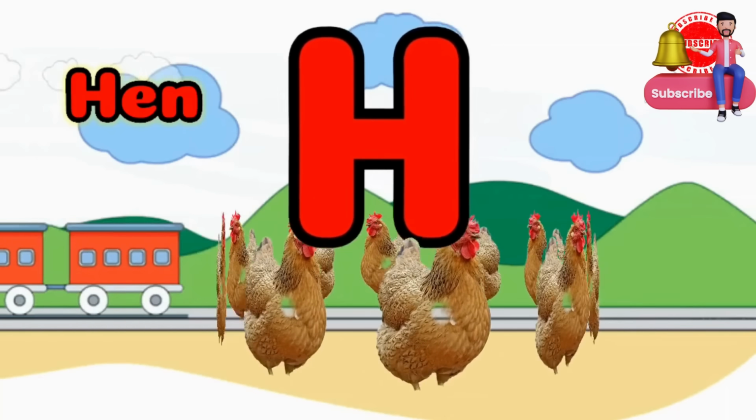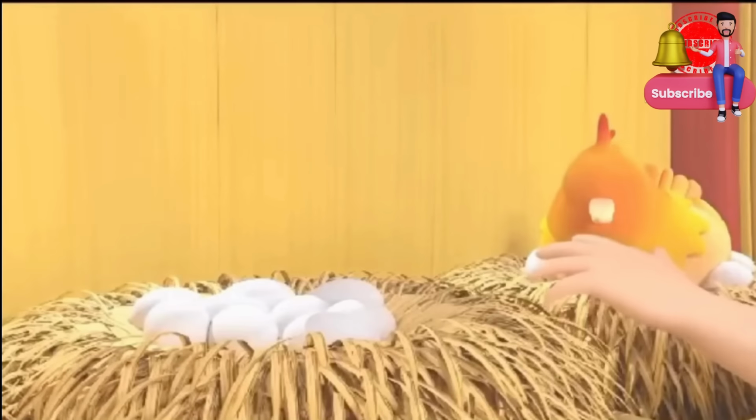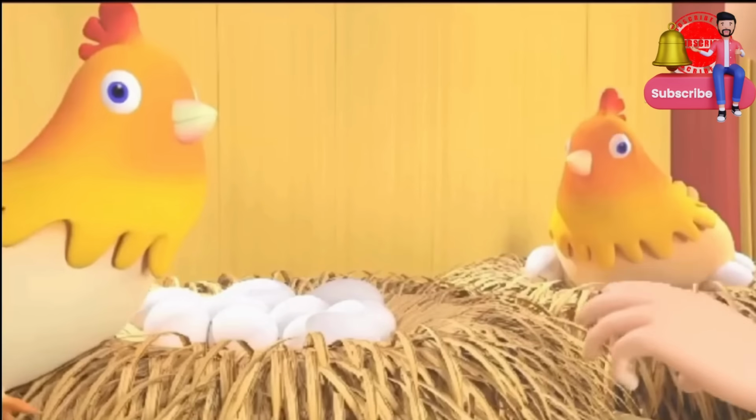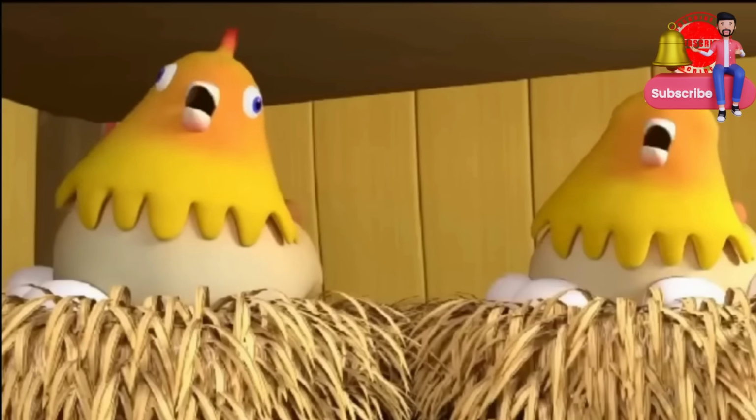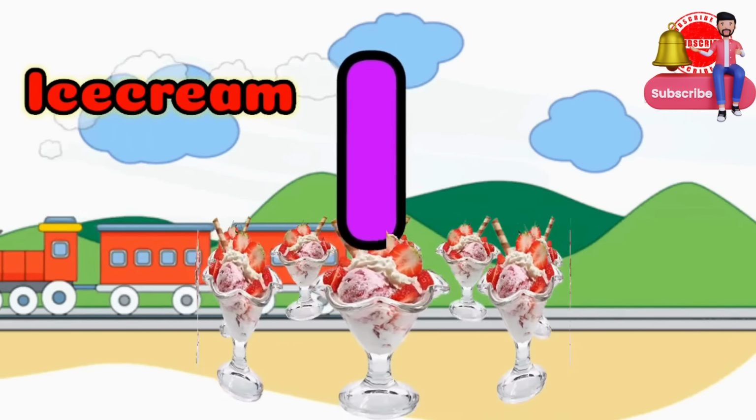H for hen. With a cluck cluck here and a cluck cluck there. Here a cluck, there a cluck, everywhere a cluck cluck. Old Mac.